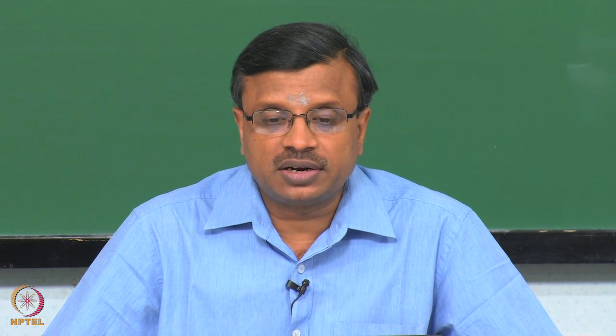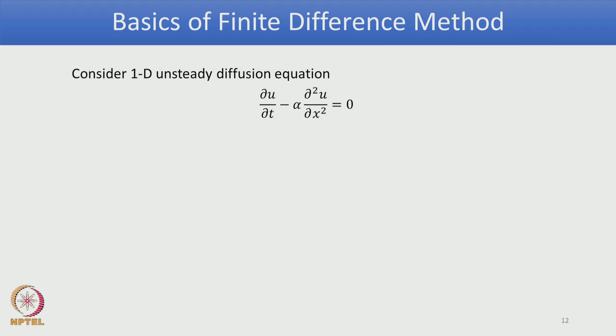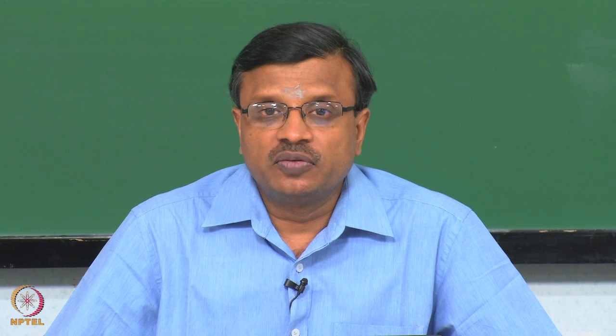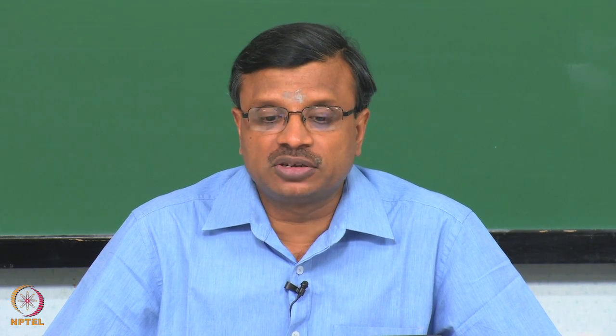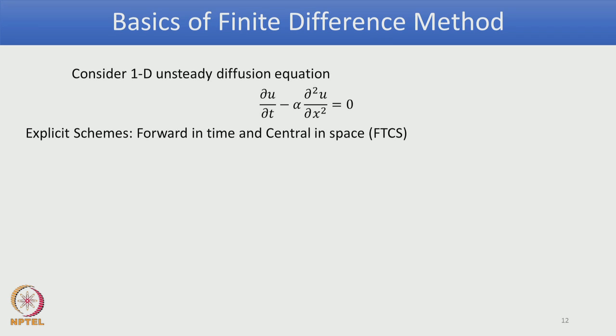Now, let us get an explanation of these with an example. For example, you take the unsteady diffusion equation in one dimension, shown here as dou u by dou t minus alpha dou square u by dou x squared. This is a very generic equation. In this case, we have taken the variable as u for velocity, and it can be temperature also. Now, let us see how to write it as an explicit formulation. So, we use forward in time and central in space.